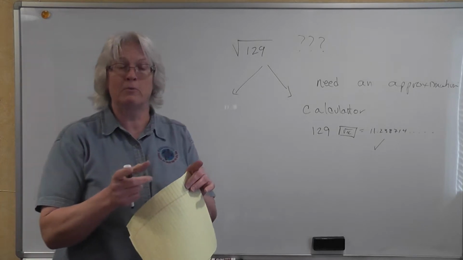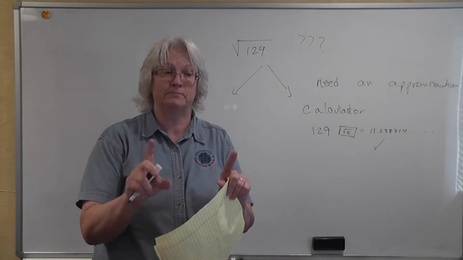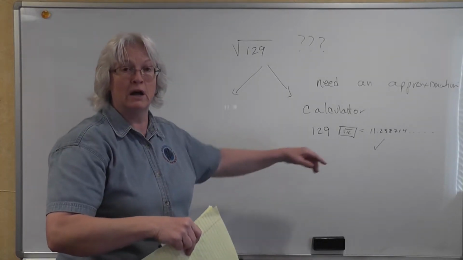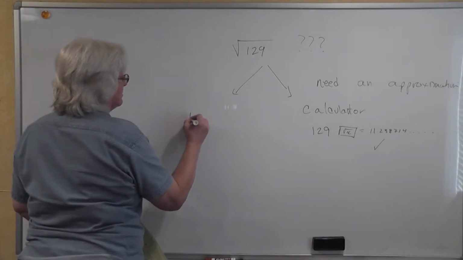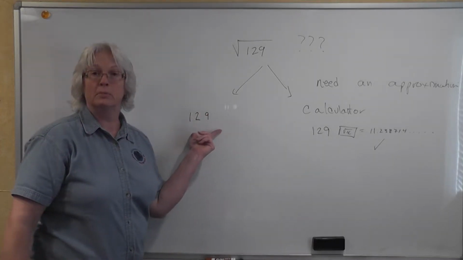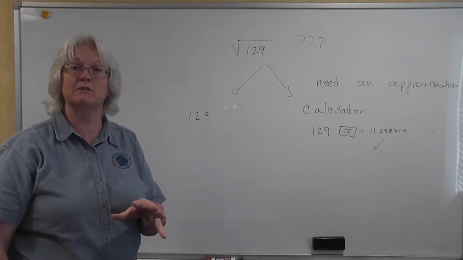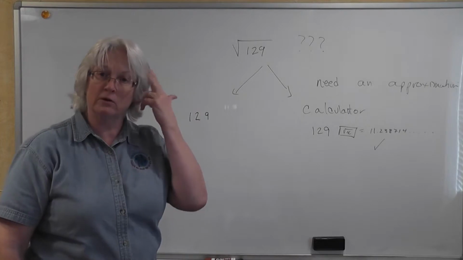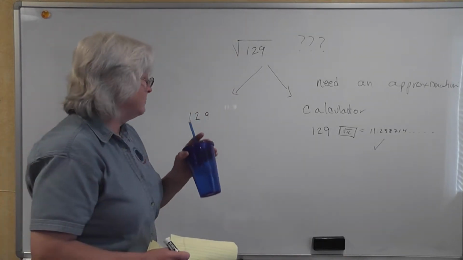Or you could come up with which 2 integers the square root of 129 lies between. So what you're looking for is to sandwich this number between 2 perfect squares. And this is why it's so valuable to have on the tip of your tongue, or right here in the forefront of your memory, the value of the first 20 perfect squares.